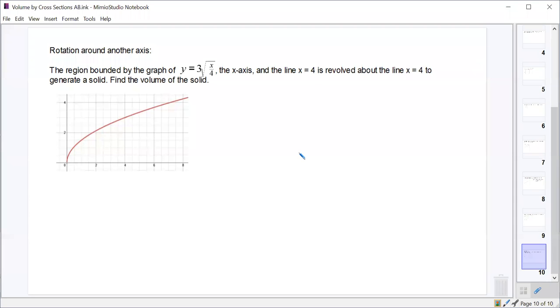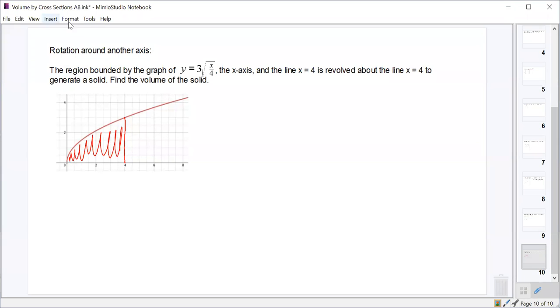So we've now got a region that is bounded by this function y equals 3 square root of x over 4, by the x-axis, and by the line x equals 4. So we should probably draw in that line x equals 4 that we're bounding also. All right, so this is the region that we are talking about.